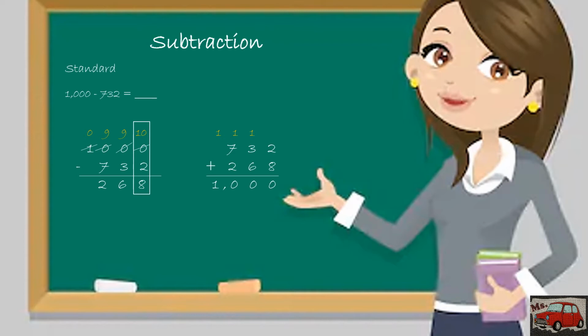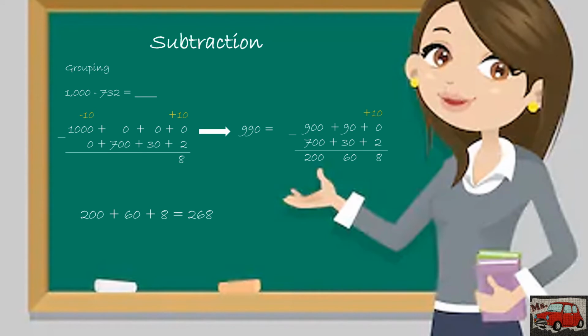So, in my ones place, I have 10 minus 2, so I have 8. Tens place, I have 9 minus 3, so I have 6. Hundreds place, we have 9 minus 7, we have 2. In my thousands place, wala na siya. It's become 0. Okay? To check if our answer is correct, let's add the difference and the subtrahend. So, 732 plus 268, the answer is 1,000. And this is the minuend dun sa subtraction. So, our answer is correct.